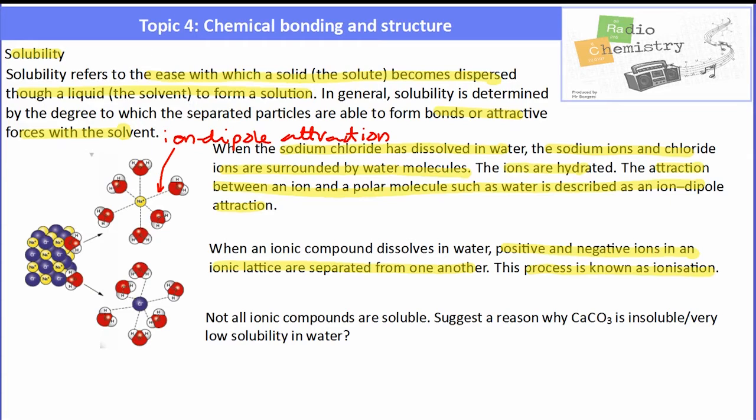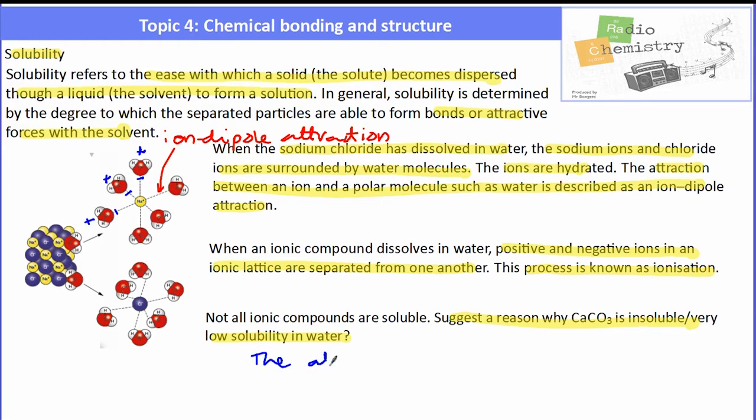Now, how does this ion dipole interaction occur? Well, water has a positive end and a negative end, and we call a molecule with a positive end and a negative end a dipole. So the positively charged sodium is attracted to the negative end of the water, while the chloride is attracted to the positive end of the water.